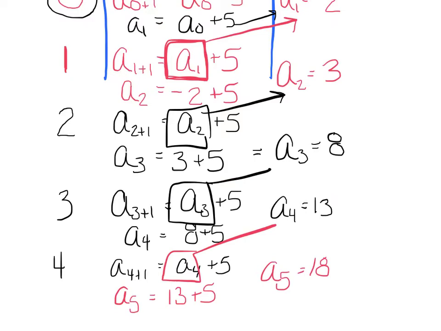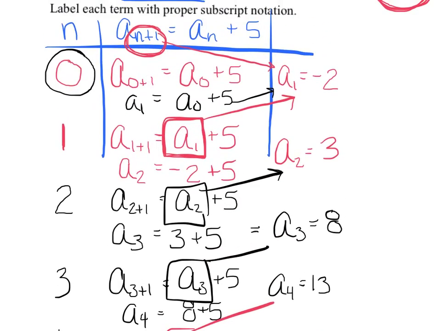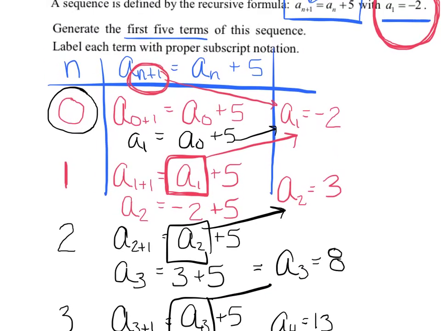Okay, so recursive again is using the one previous to it, and just be careful what n equals when you start off. That's the only trick. What did n equal for me to get this term?